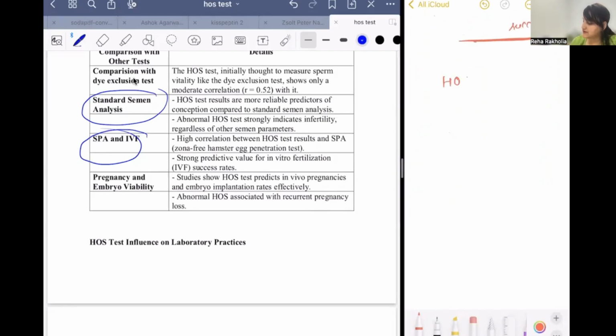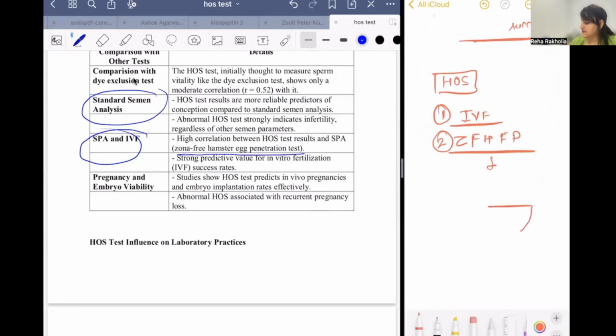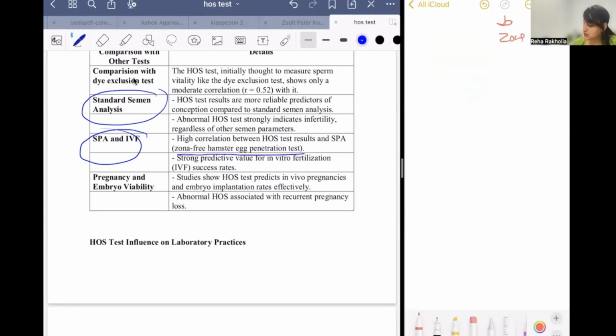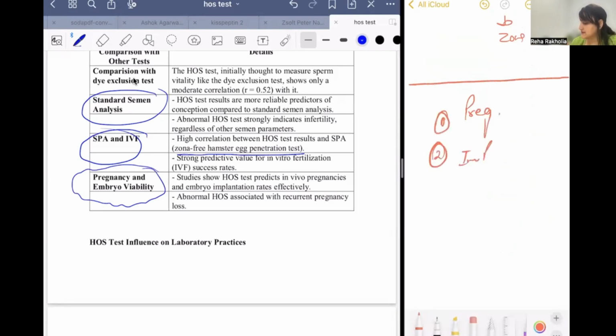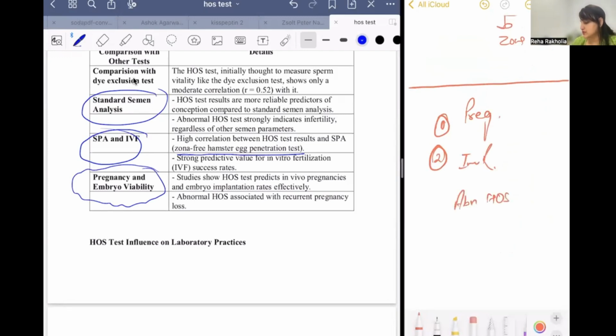HOS is a strong predictor for IVF success and for the zona-free hamster egg penetration test. Same, it is telling that we'll see the capability of sperm to penetrate the zona-free hamster egg. So the HOS test correlates with both IVF and the zona-free hamster egg penetration test. Okay, now pregnancy and embryo viability. See, studies show that the HOS test is an excellent predictor of pregnancy in vivo and embryo implantation rates. If there is an abnormal HOS test, it is linked to recurrent pregnancy loss.